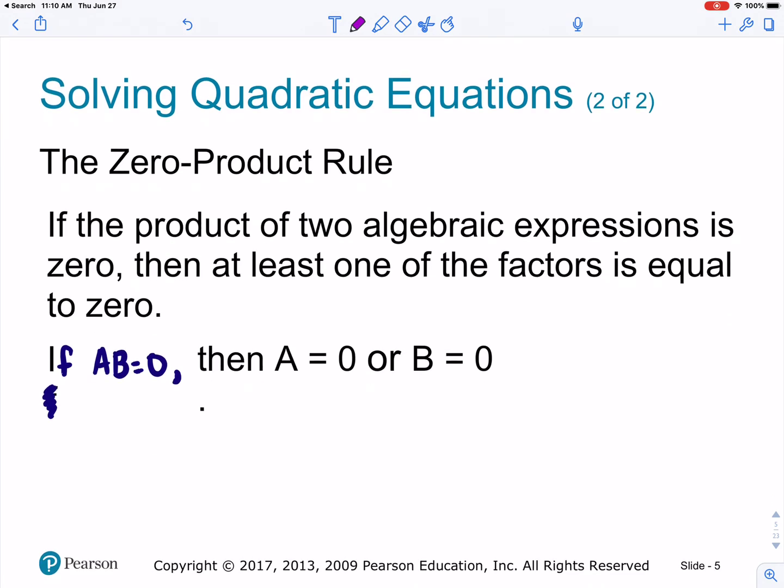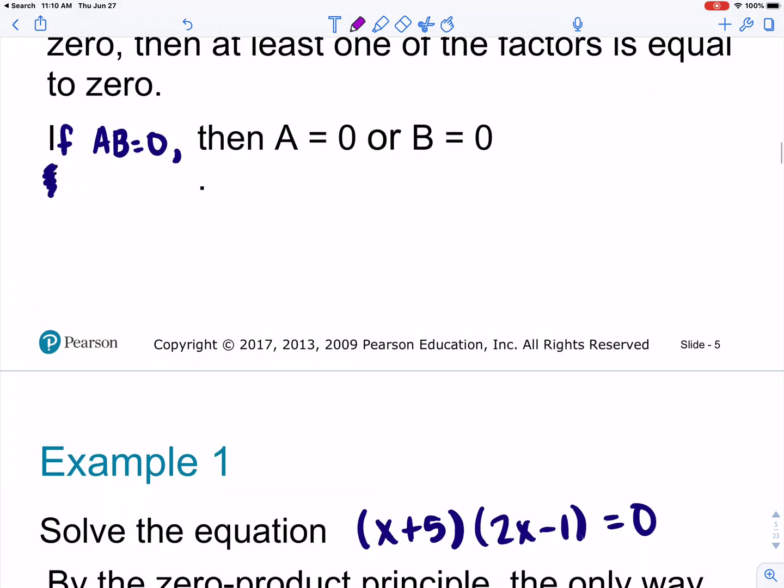Okay, the zero product rule. If the product of two algebraic expressions is 0, then at least one of the factors is equal to 0. So what we're going to do is set them both equal to 0, and that's going to give us our two solutions. And let me make a point. When you solve quadratic equations, you can have one solution, two solutions, or no solutions. We won't necessarily be looking at the ones with no solutions. Those are more in depth, and we do them in the second part of algebra.